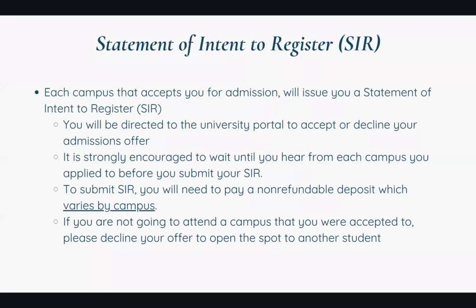Next, we will cover how to submit your statement of intent to register. Each campus that accepts you will issue you a statement of intent to register. You will be directed to the university portal to accept or decline your admissions offer. It is strongly encouraged to wait until you hear from each campus you applied to before submitting your SIR. To submit your SIR, you will need to pay a non-refundable deposit, which varies by campus. If you are not going to attend a campus that you are accepted to, please decline your offer to open the spot to another student.